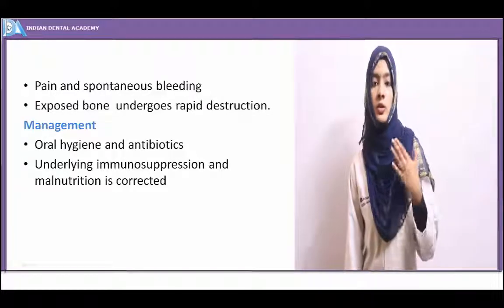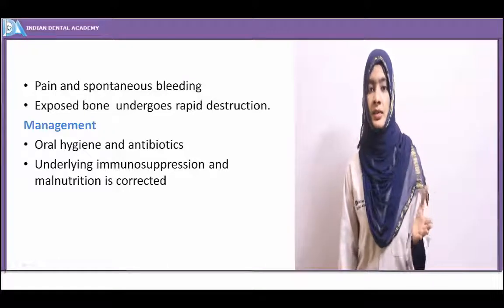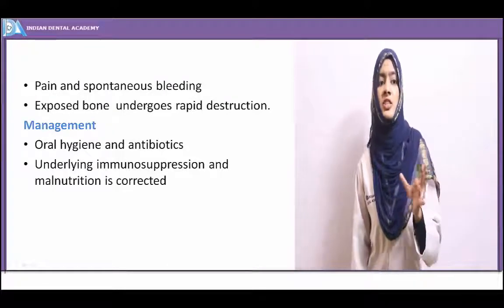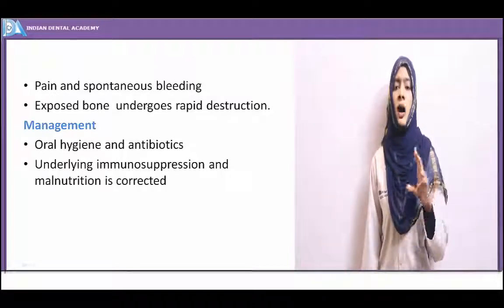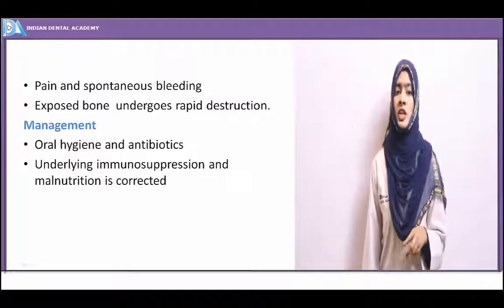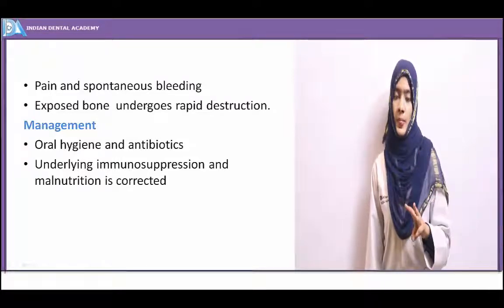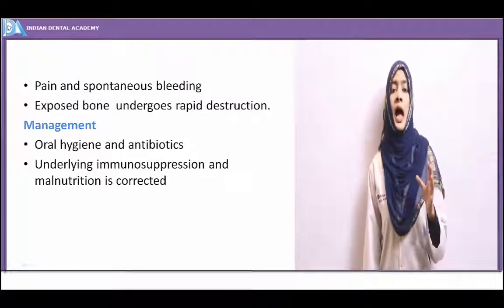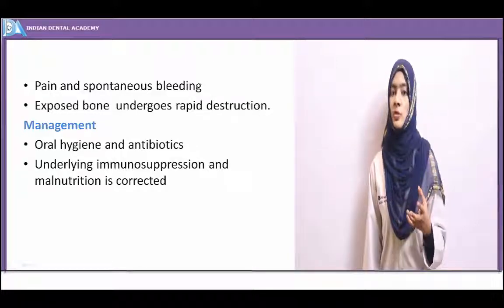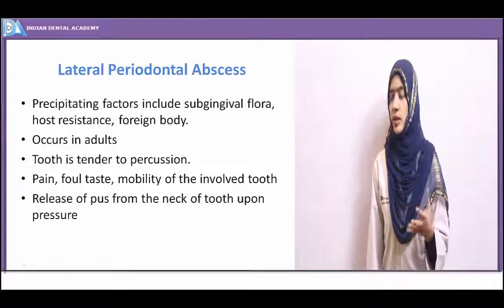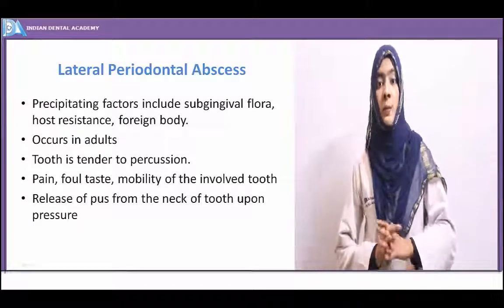So management includes symptomatic treatment as we have done in acute necrotizing ulcerative gingivitis, that is oral mouthwashes, mouth rinses, superficial cleansing of the oral cavity with chlorhexidine or peroxide mouthwash, antibiotic dosage is given, and whatever malnutrition or immunosuppressive disease the patient is affected by, that has to be corrected. Okay, so that's about the periodontitis.